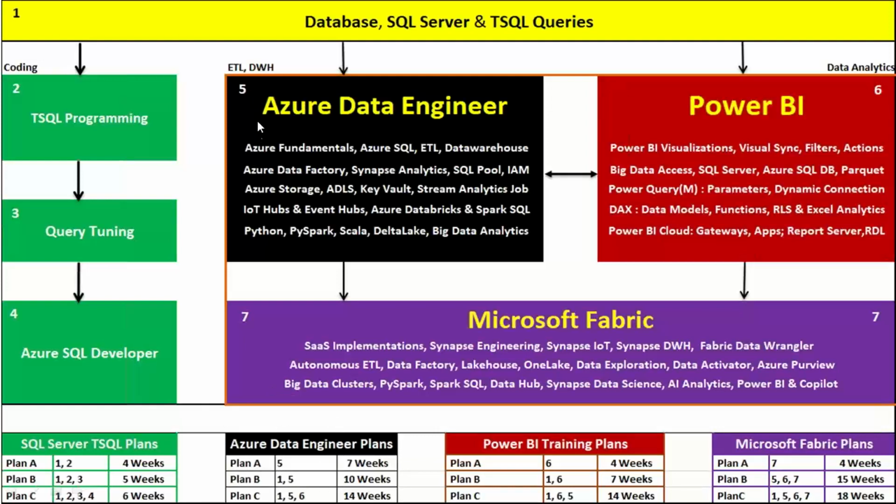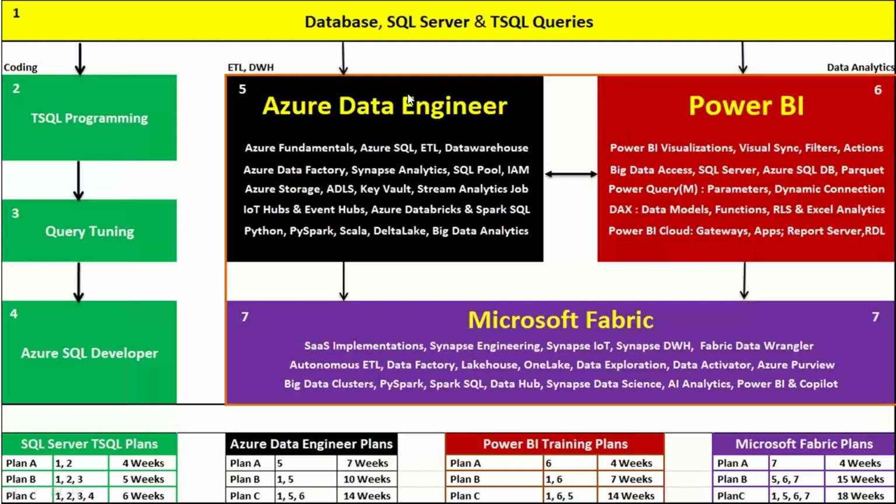You may do only 5. If you are aware of 1, you do 5. Experienced profiles, 5 and 6. Or revise 1, then go for 5, 6. So choose your plan carefully. Let's do it step by step.